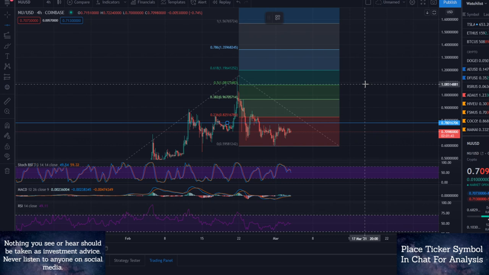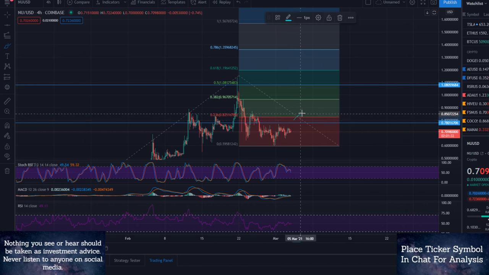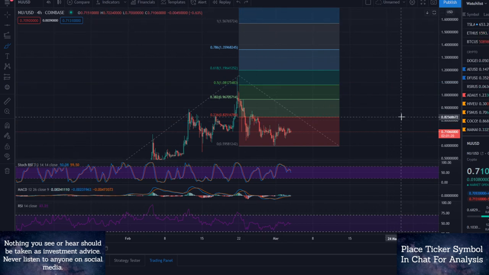However, I would be playing this up to about the $1.08 mark. So I believe if we do break above this 78 cents, we will gradually, and it may be very gradual, climb our way back up to this $1.08 before we see any major retracement back down. So that's what I'm looking for on NuCypher, guys.